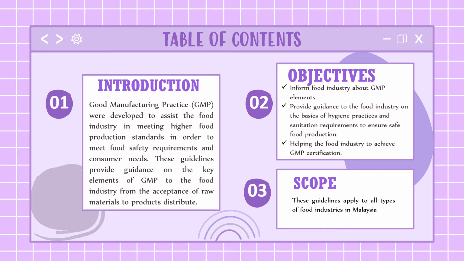The objectives of GMP are to inform the food industry about GMP elements, provide guidance to the food industry on the basics of hygiene practices and sanitation requirements to ensure safe food production, and help the food industry to achieve GMP certification. For the scope, these guidelines apply to all types of food industries in Malaysia, including the areas of processing, packaging, storage, warehousing, and distribution.